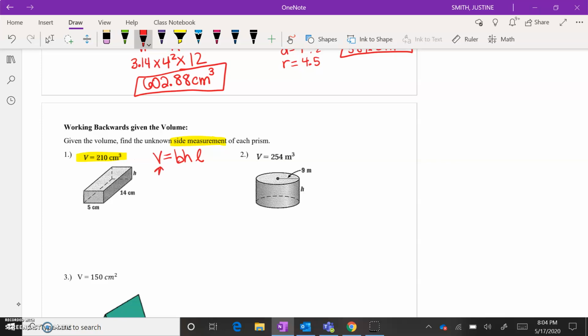So we know the volume is 210. We know the base times the height times the length. We're going to plug those in. Okay, and we're going to be solving for our h value here. So 5 times 14 gives you 70 times h is equal to 210. And you know if you're multiplying, you need to divide because that's the opposite operation. So you're going to do 210 divided by 70. Remember, you can cross the zeros out there to get 3 centimeters for your height.